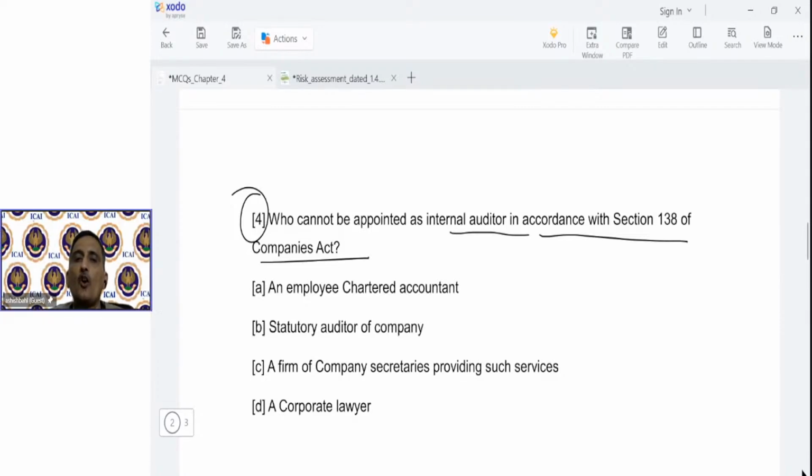Who cannot be appointed as? Few responses have come: Himanshu, Manisha, Diksha Agarwal, and Kanchan Kumari. Now let us see what about others. Yes, what about other guys? Who cannot be? The question is who cannot be appointed as internal auditor in accordance with section 138 of Companies Act? Tanisha, Darshan, Sonali, Bhumika.